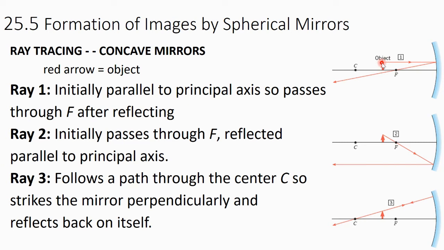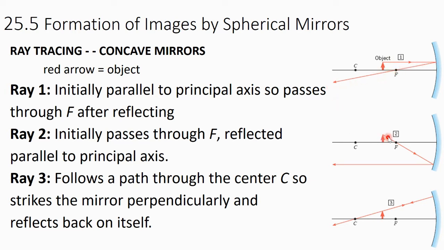So really you only have to draw 2 rays, but a lot of the times it's helpful just to have the third one so that you can make sure that you are right. So for the first ray we draw it parallel to the principal axis, and then it reflects and goes through the focal point.